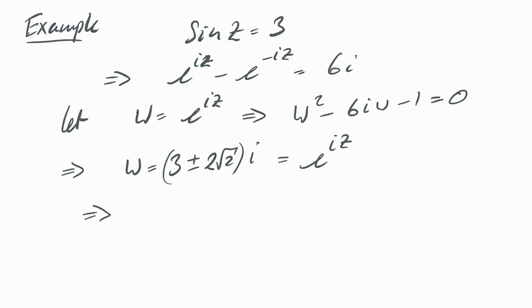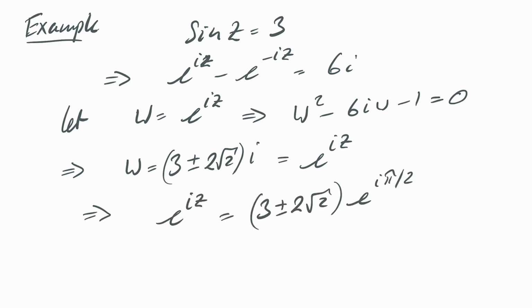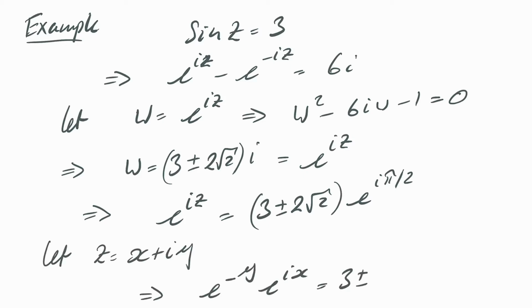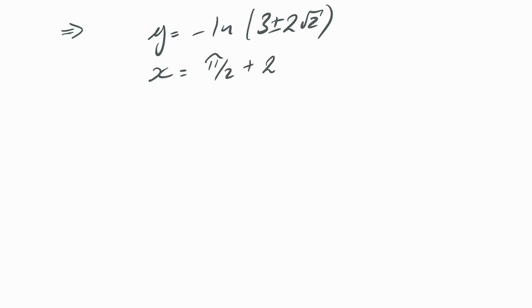So I can write this in modulus-argument form, and then it's a simple case of trying to get z out of this. And what I do is I let z equal x plus iy, and then what I've got is the formula. Now it's just a question of equating moduli and arguments on both sides. So y is equal to minus the log of 3 plus or minus 2√2, and I note that 2√2 is less than 3, so this number is positive for both of these values, and x is π/2 plus 2nπ.